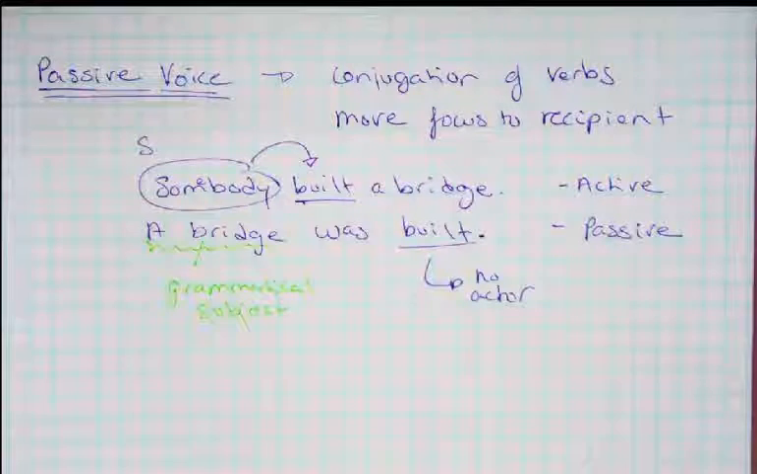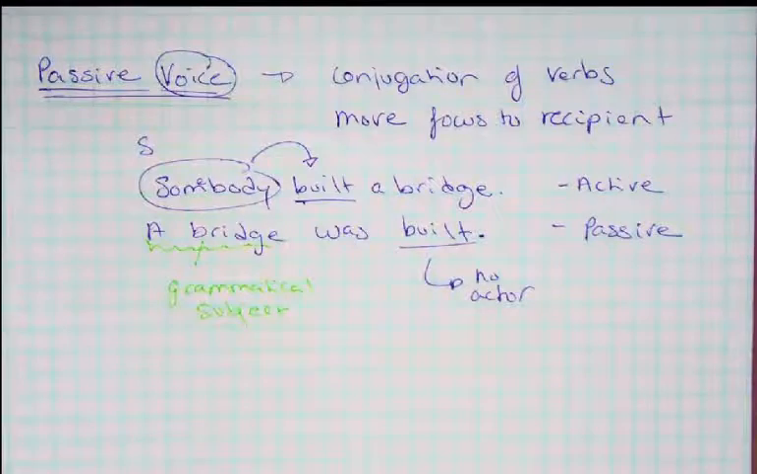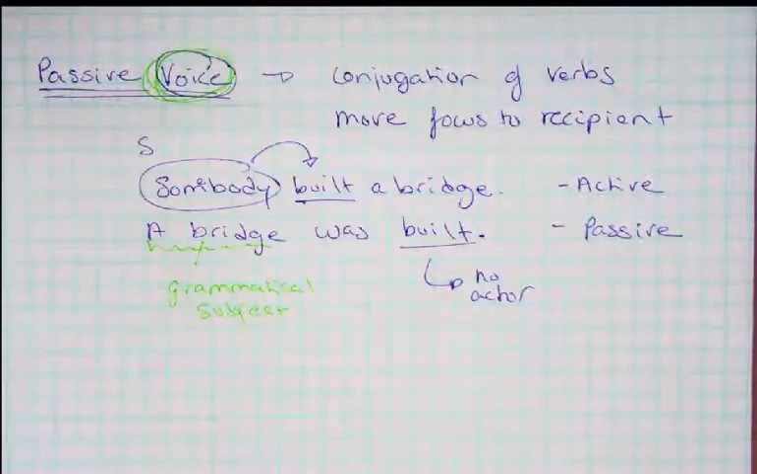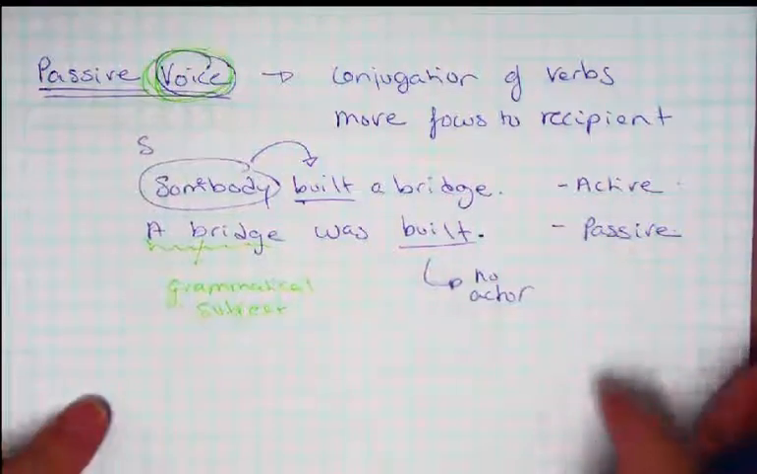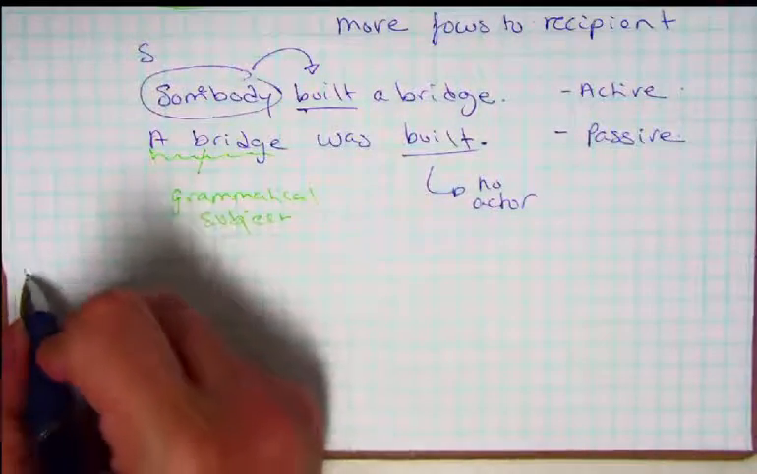In German, the way we do this, and first of all, before I go on, make sure that you get this. This is not a tense. It has nothing to do with time. It is a voice. It changes whether or not a sentence is active or passive. Within passive voice, we can still have all the different tenses. So, how do we do this in German?